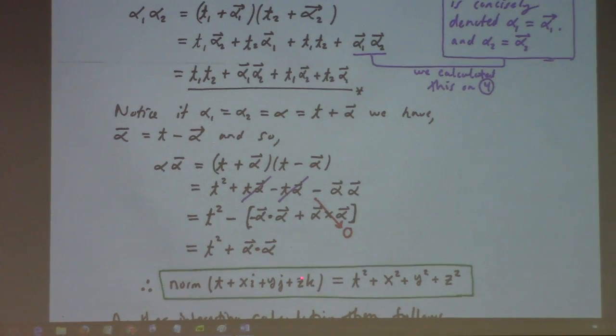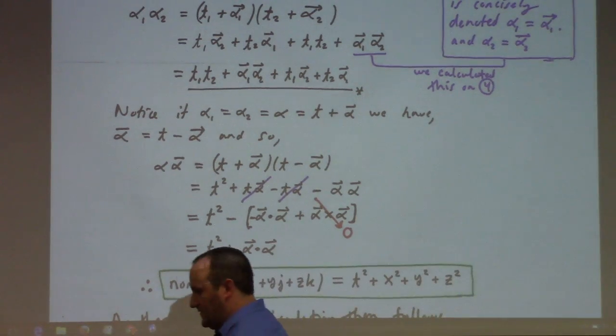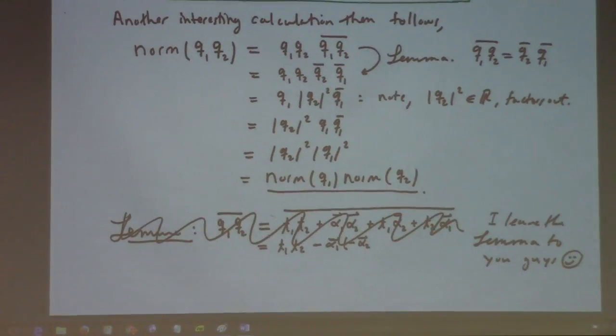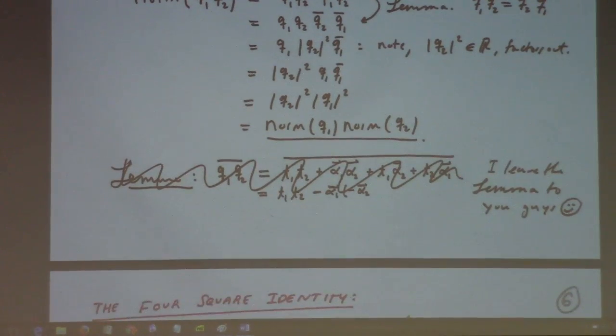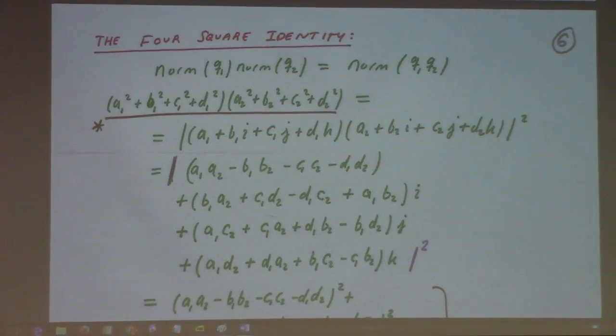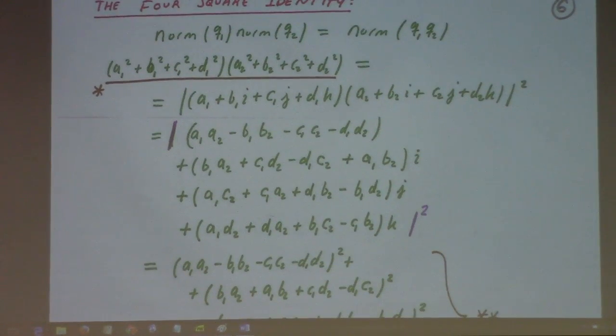T squared plus alpha dot alpha, which is to say that the norm of a quaternion is t squared plus x squared plus y squared plus z squared. Once you have a quaternion and you've established that it has a norm and that norm is multiplicative, well, then the 4-square identity is as easy to find as the 2-square identity was at the start of class, right? There's the proof of the multiplicativity. Yay. Here's the 4-square identity, which I don't want to write down.